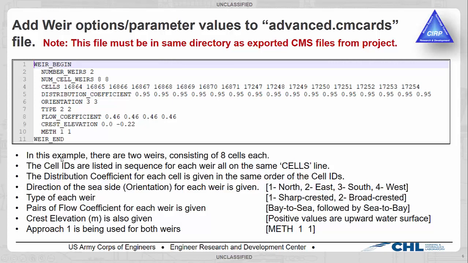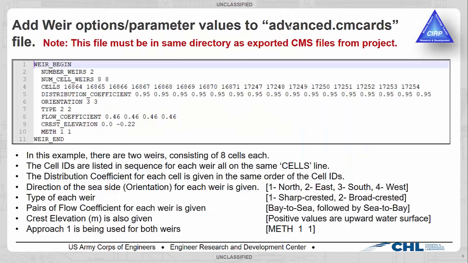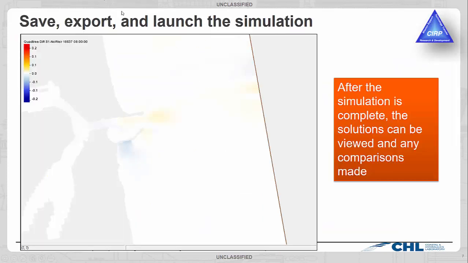All right, and so I'm just going to go ahead with this one example, and then what we would do is we would save the project, export the files, launch the simulation. As I said, make sure you write the advanced cards and put the file into the same directory as these exported files that we're going to run or to write out. And then after you're done, then you can bring in the results as always, the solution, and then visualize what's going on.